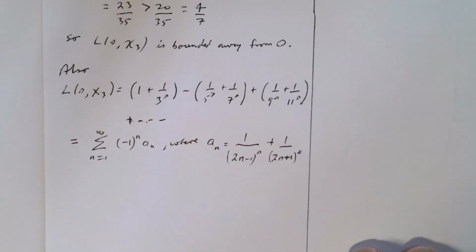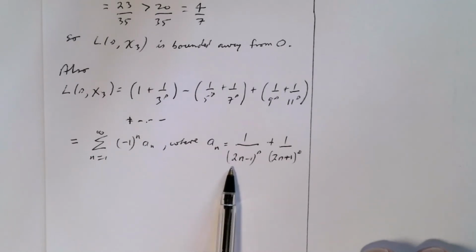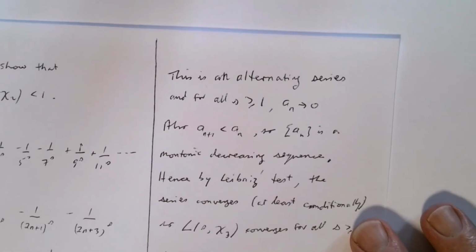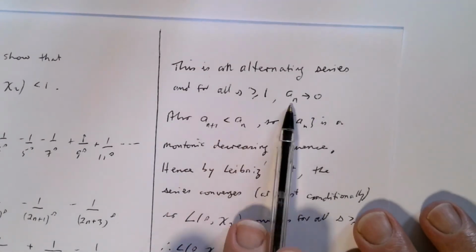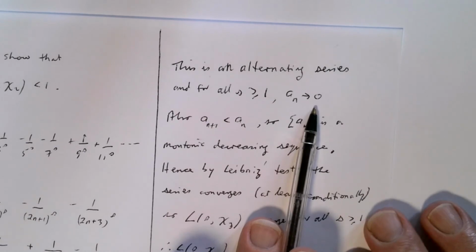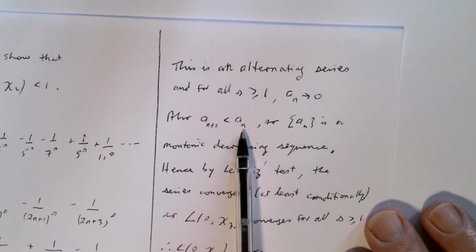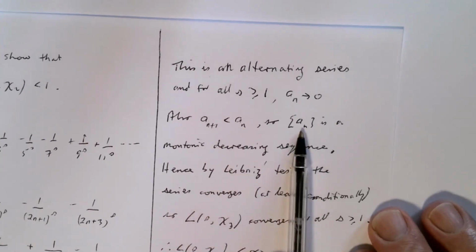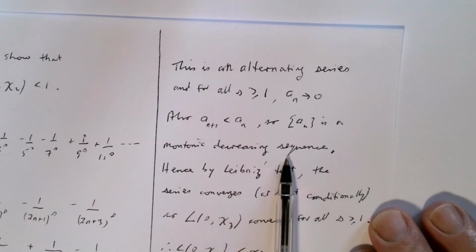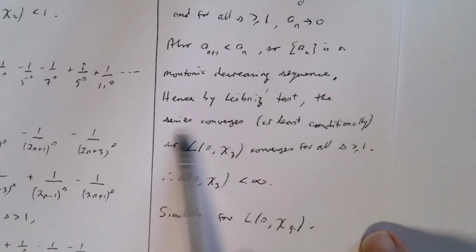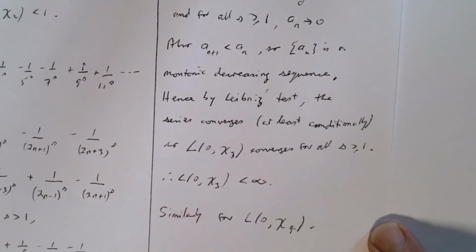So this is an alternating series, and for s bigger than or equal to 1, the a_n's are all going to 0. And you can check easily that a_(n+1) is less than a_n. And so this sequence is a monotonic decreasing sequence. And so by Leibniz's test, the series converges, at least conditionally.